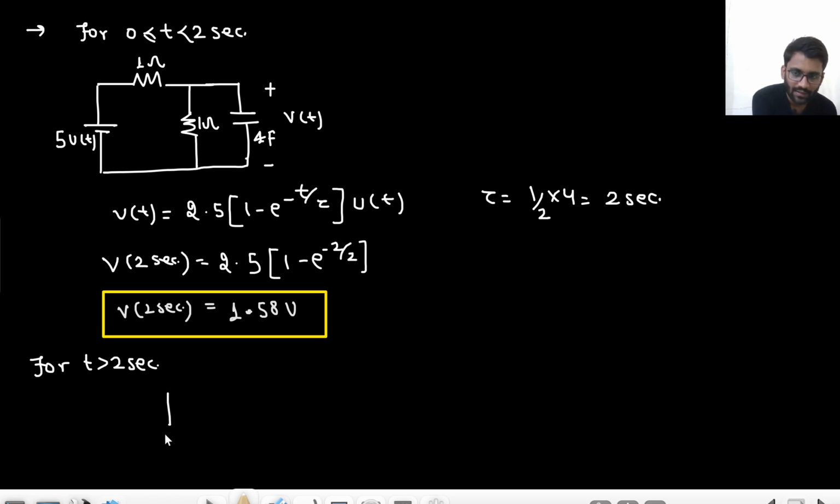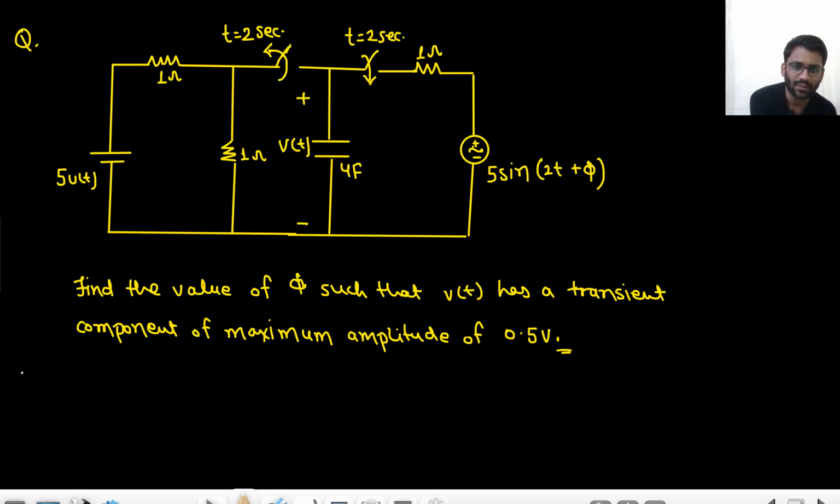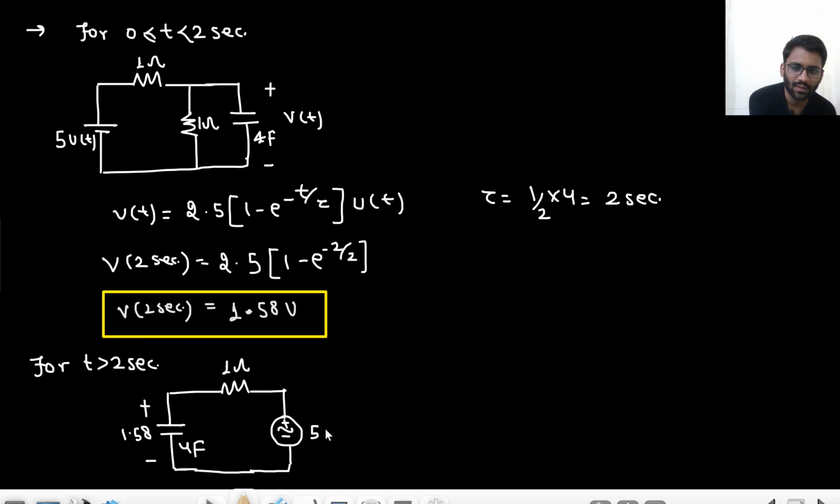So what will I do? This is the capacitor that I have. 1 ohm. This is 4 farad. This is 1.58 volt. This is 1 ohm resistance. What is the applied input? That is 5 sin 2t, 5 sin 2t plus 5.